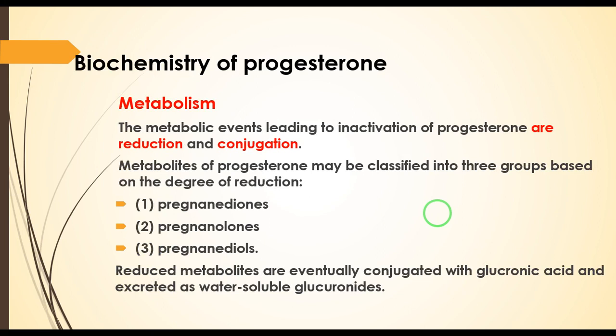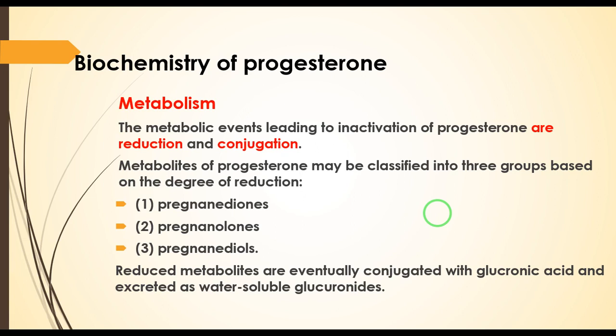How is progesterone inactivated? Either by a reduction reaction or by conjugation, for example with glucuronic acid or any other molecule that can be conjugated with progesterone to make it water soluble and excreted in the urine.